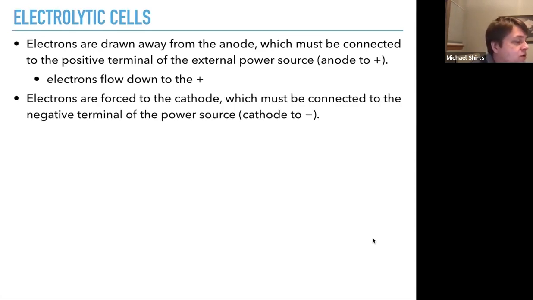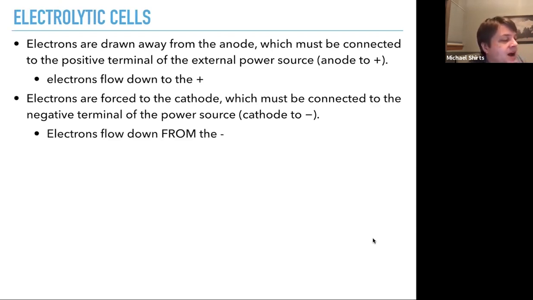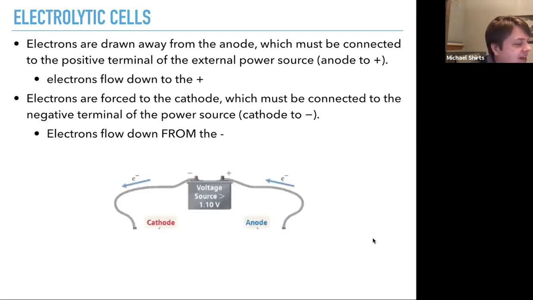So the electrons are forced to the cathode, which must be connected to the negative terminal of the power source. The cathode is connected to the negative because the electrons will then flow away from the negative terminal and into the cathode, where reduction occurs and electrons are gained during the reduction. So you can think of it this way.